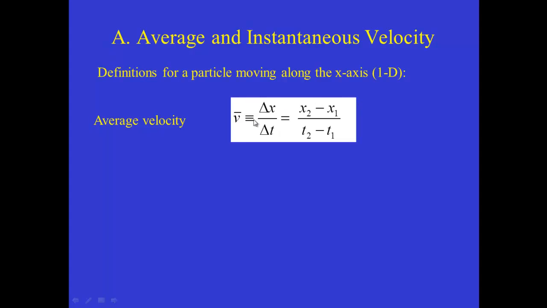v bar is equal to, the three lines mean it's defined this way, the change in x, delta x, over delta t. And remember that delta is the mathematical symbol that means change, which always means the final minus the initial. So if the object started at an initial time t1 at a position x1, then it moved to a position x2 at time t2, then its average velocity is simply the change in x over the change in t.